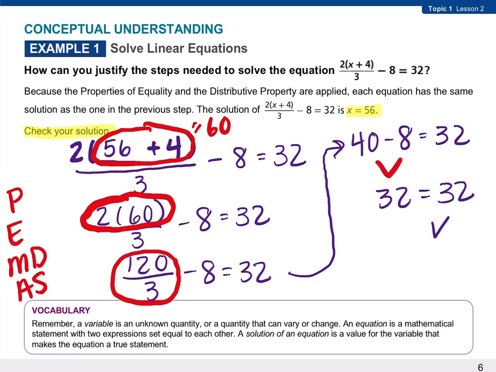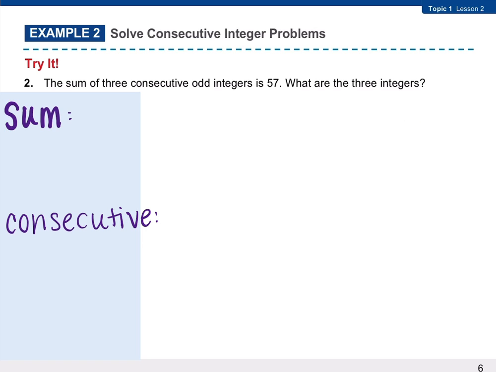So always be checking your answers. And then maybe also review that vocabulary on the bottom of my screen that's not on your workbook. But remember that a variable is what we don't know. And then our solution is a value for that variable that makes the equation true. And that's what we're looking for throughout this whole unit. So we're going to move on to example number 2.